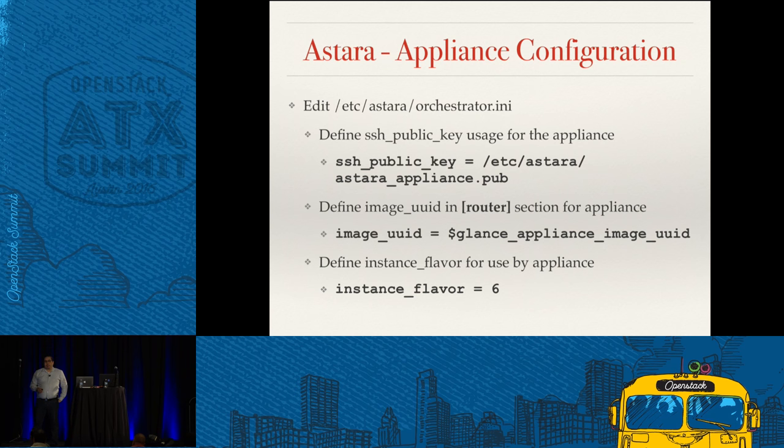Not in the admin project. If you do a Nova list --all-tenants, it will show up there. It's actually under the service tenant. So if you can log into the service tenant, you'll see it in that environment. You tell it in the config file for the orchestrator what UUID you want to spin up as the Astara appliance.